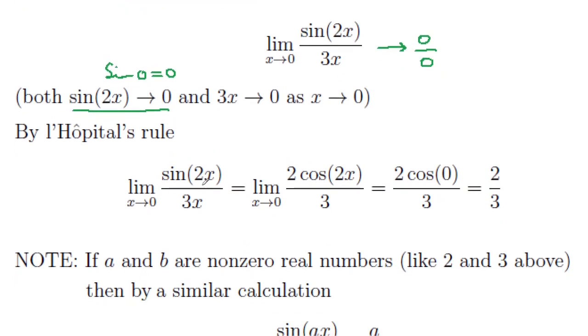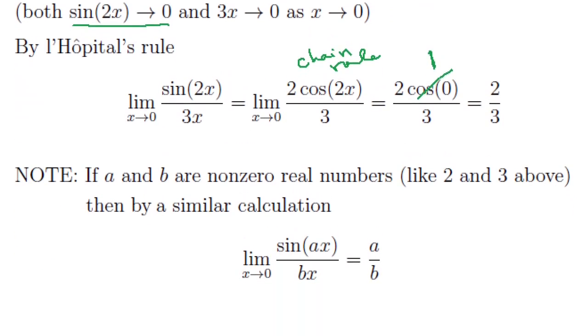Derivative of sine of 2x by the chain rule is cosine of 2x times the derivative of 2x, which is 2. And so let's write that here. Derivative of 3x is of course 3. Notice that I don't have a 0 down here, so I'm not going to get an indeterminate form, or even an undefined form, if I put x equal to 0 in the fraction. Let's do so. Cosine of 0 is 1, so the answer comes out 2/3.